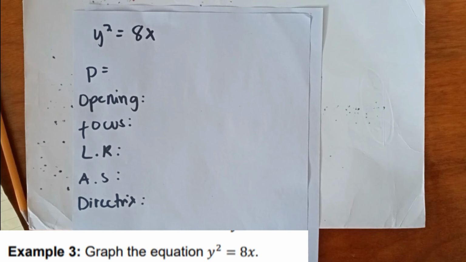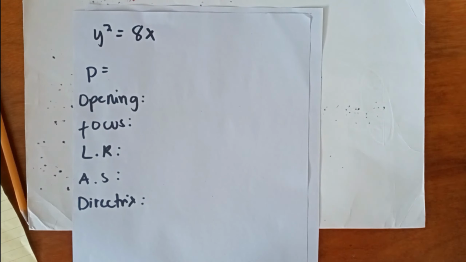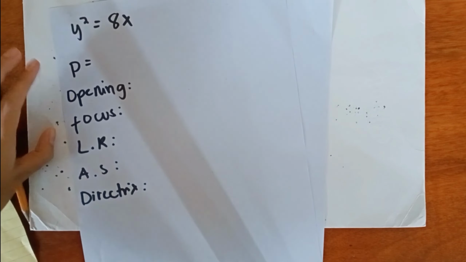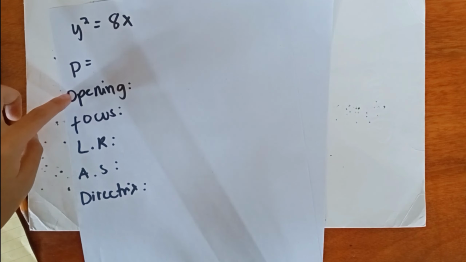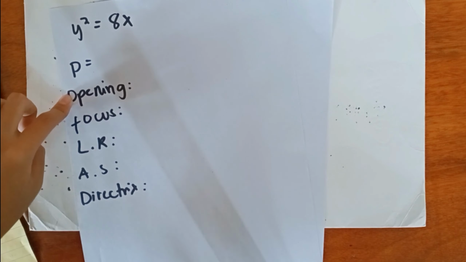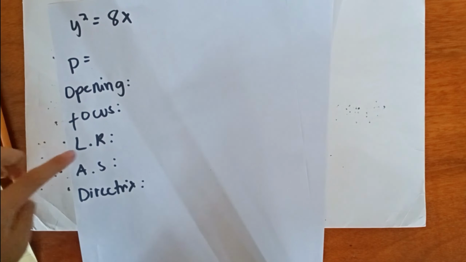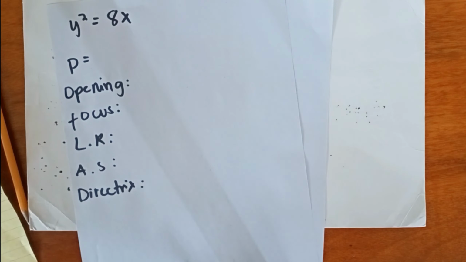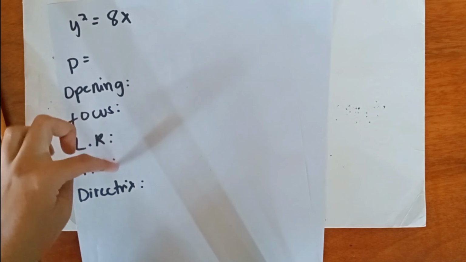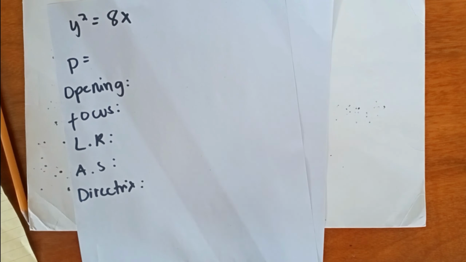So now let's have an example. Graph the equation y squared equals 8x, given that the vertex is at 0, 0. To graph the equation of the parabola, we need to find the values of p, the opening, whether it is horizontal or vertical, left or right, or upward or downward. Next are the focus, the latus rectum, axis of symmetry, and our directrix. If we have all of these values, then we can graph the parabola.